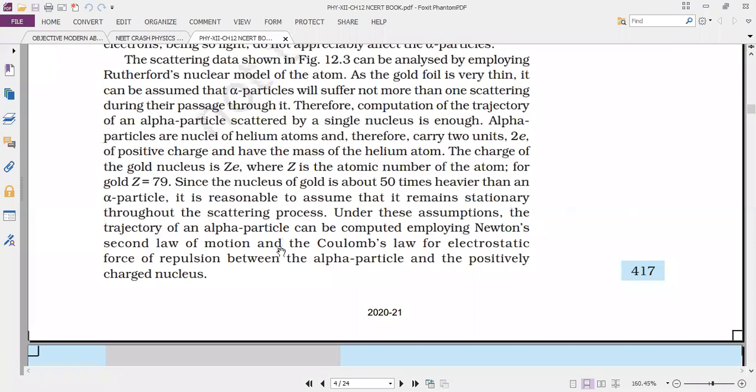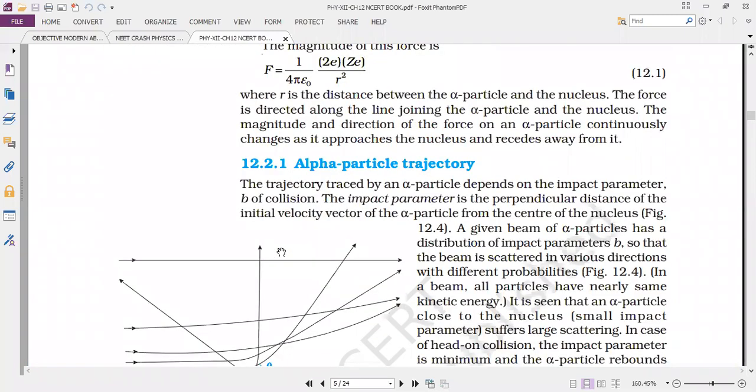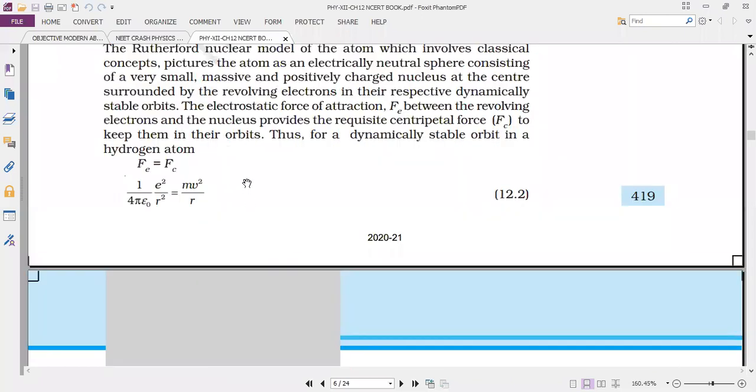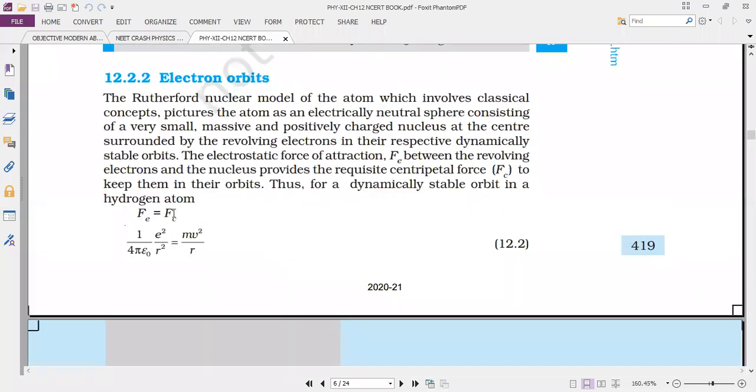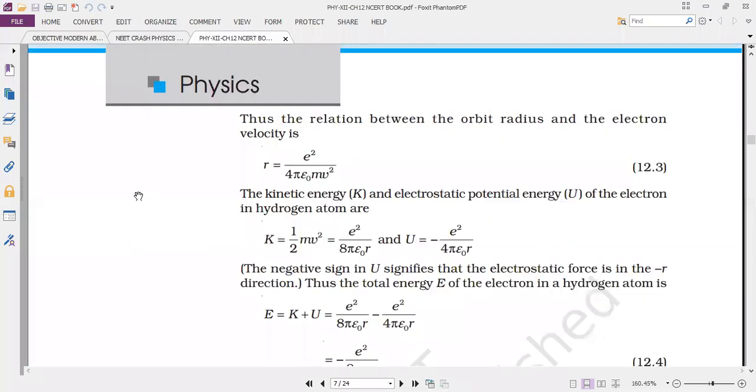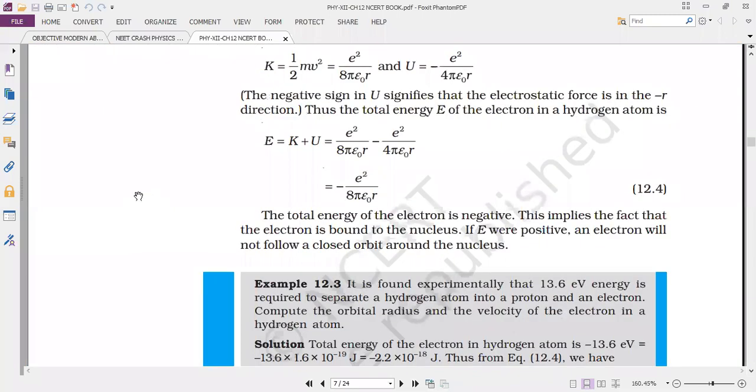Next one, alpha particle trajectory, that is the impact parameter, the b formula. Next, electron orbit. The electron orbit derivation part, that Fe equal to Fc. Fe means the force of electrostatics. It is equal to the centripetal force. The final equation: kinetic energy equation, potential formula, total energy formula.